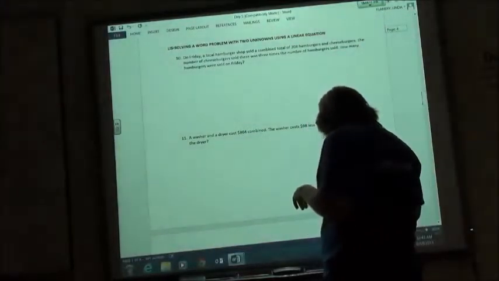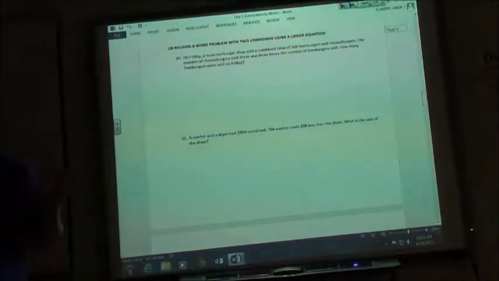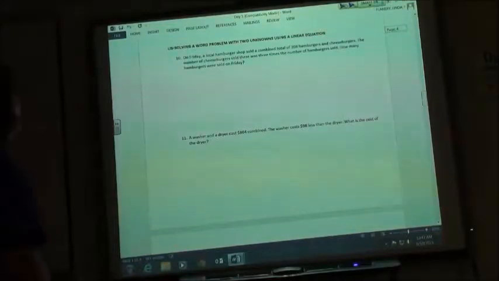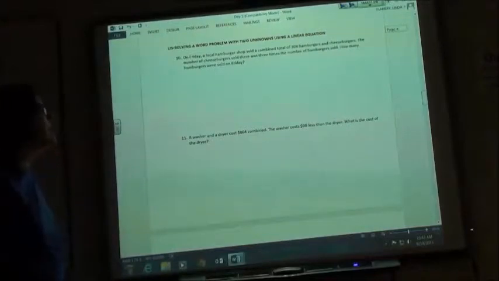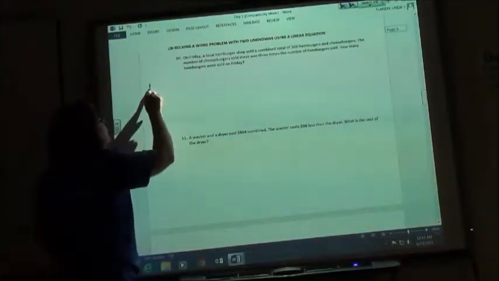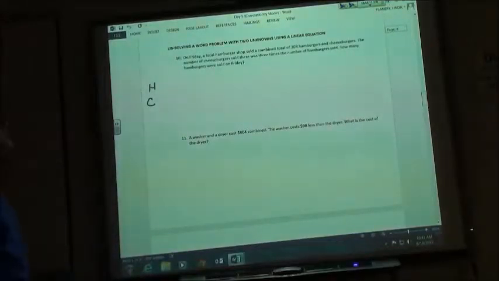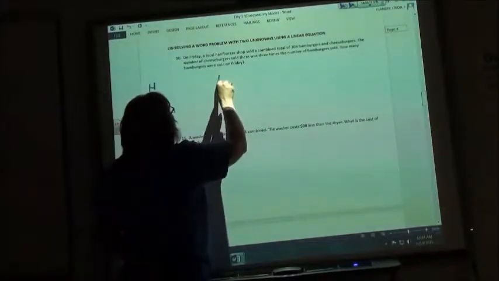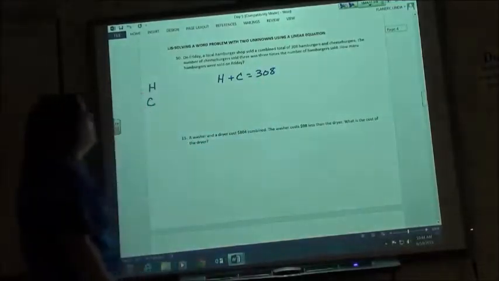All right, 10, 11, and 12, solving a word problem with two unknowns using a linear equation. If we have two unknowns, we have to have two equations, a system of equations, in order to solve them. And so it says, on Friday, a local hamburger shop sold a combined total of 308 hamburgers and cheeseburgers. I like to use variables that make sense to me, so I'm going to use H for my hamburgers and C for my cheeseburgers. And if they sold a total of 308, it would mean if I took the number of hamburgers plus the number of cheeseburgers, I should have 308 altogether.